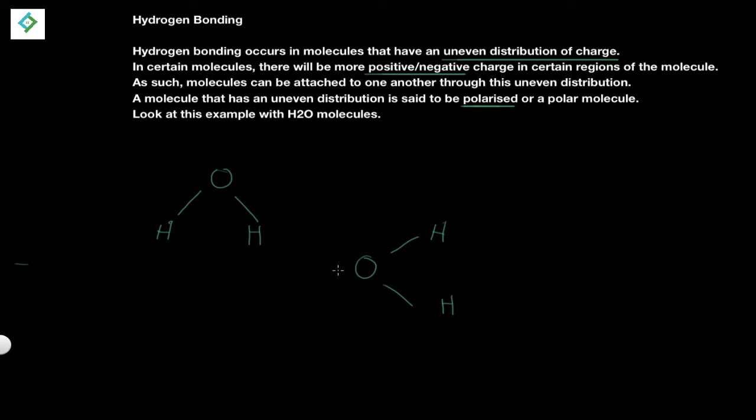So we would write a little shorthand thing here. We write this as positive because this region has a positive charge, and we would say that this region has a negative charge, and so therefore there is a bond that exists between these two here that creates what we call hydrogen bonding, as we can see here.